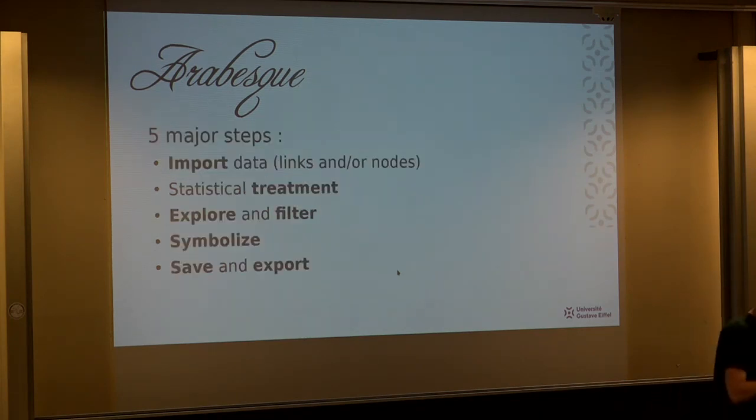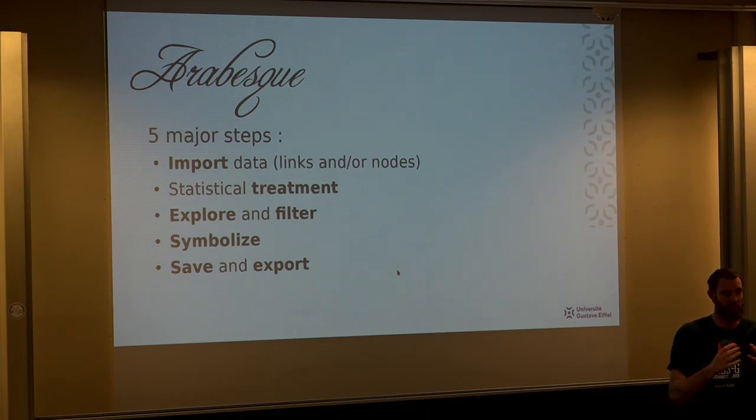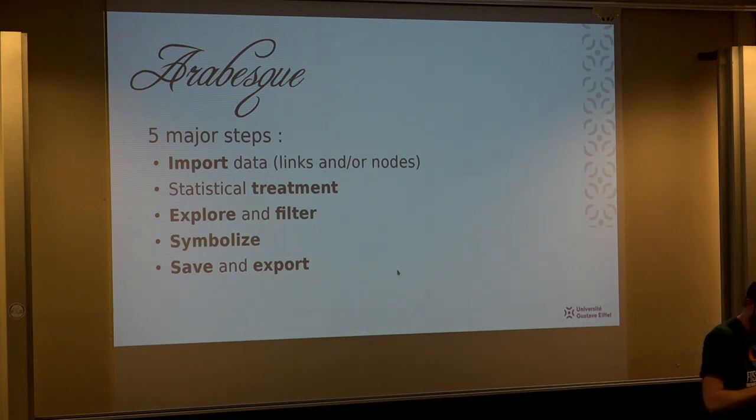So we divide the application into five major steps, starting with importing data. One of the most important things for us is to be able to import all kinds of data, so we provide these capabilities. It's links and/or nodes. Like I said, it's networks and flow visualization, flow data, so you need at least links and maybe nodes. We provide some statistical treatments, and we're aiming to add more in the future.